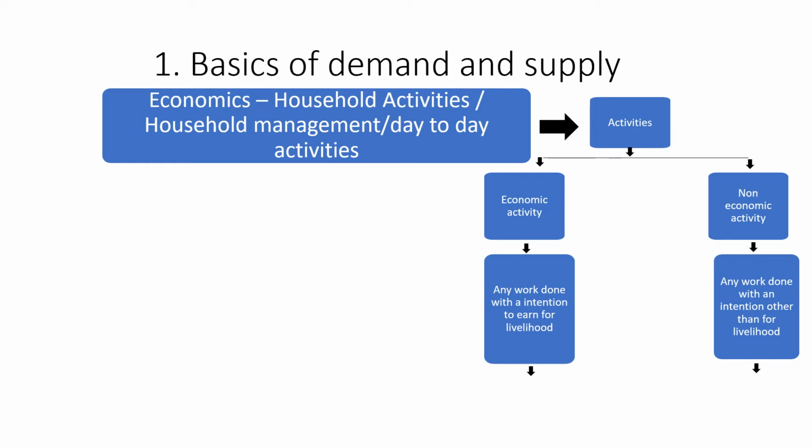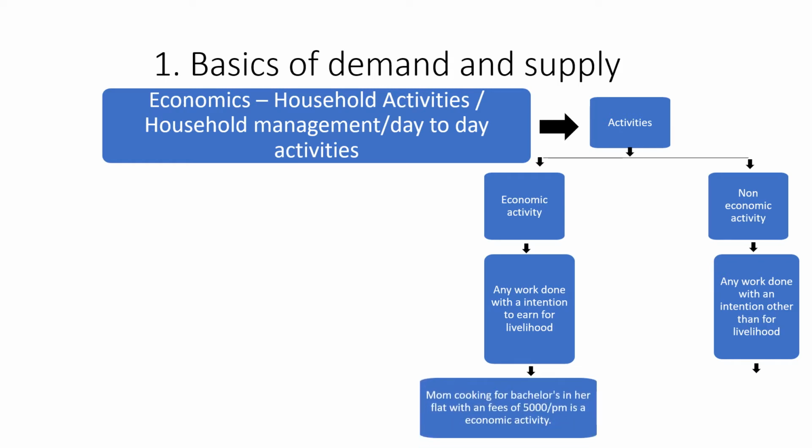So can you give me an example? Yeah, sure. So mom cooking in a flat. So there are bachelors. So what mom does? I'll be cooking for my family also. Similarly, I'll be cooking for the bachelors, and I will be charging 5,000 for 1 month. So the bachelors will agree, and they will get the box of good, nice food. So here, what is the mom's intention? It is to earn money. It is to earn for a livelihood. So what will it become? It will become economic activity.